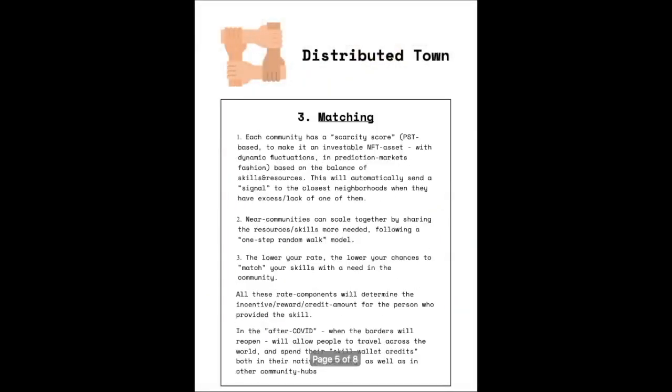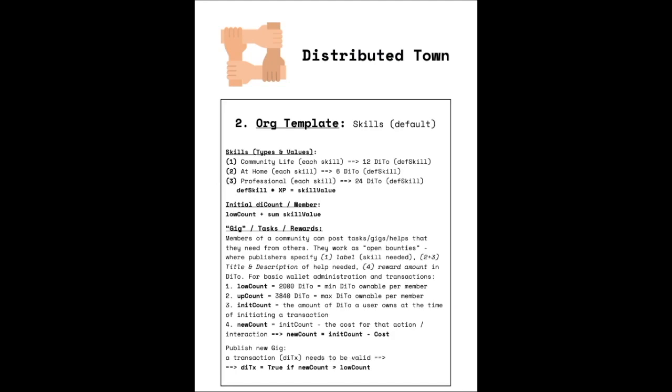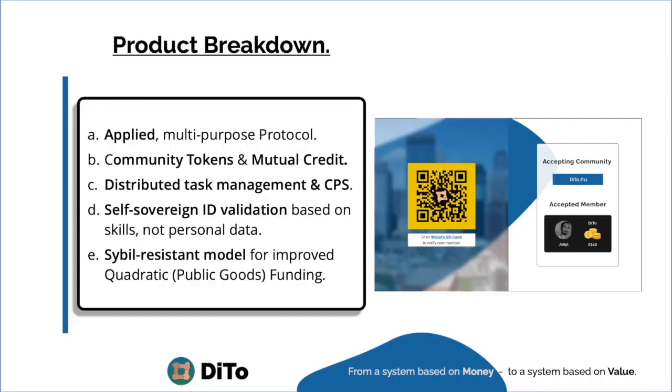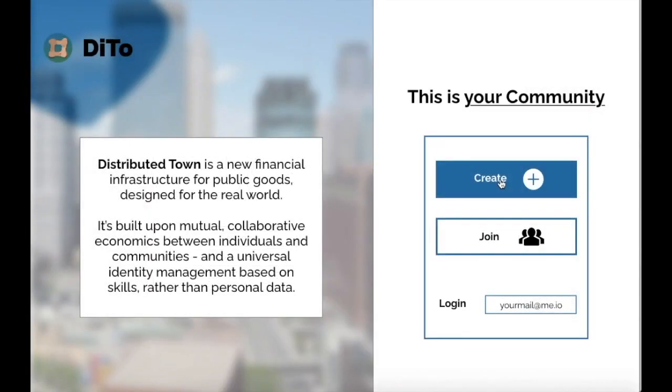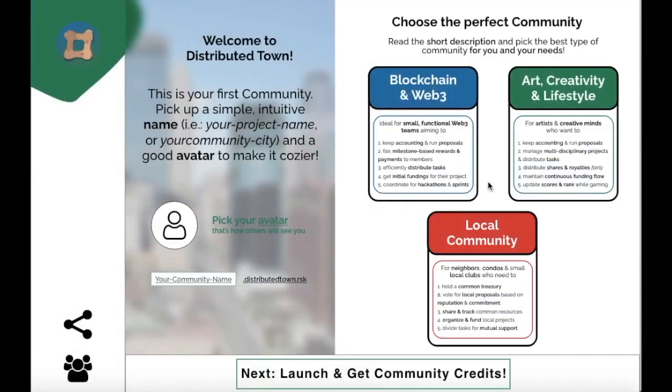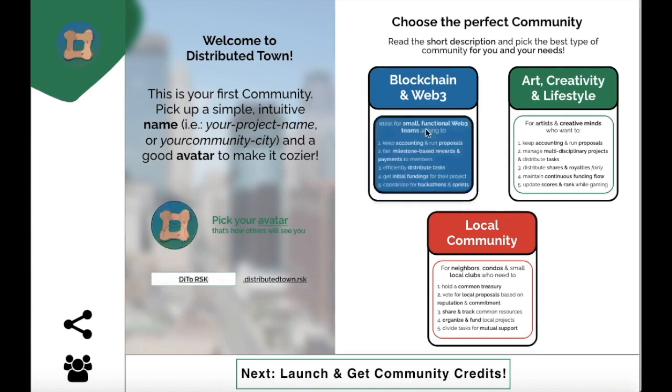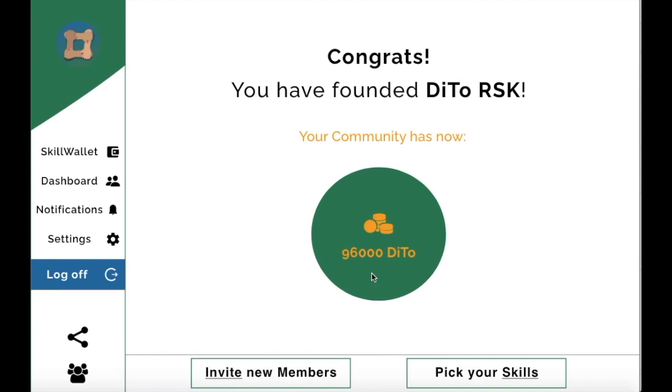DistributedTown solved these issues by developing an applied cross-chain protocol that aims to be the standard in collaborative economics, pseudonymous ID verification, and fundraising for public goods. First off, on our platform, users can create a new community in seconds, for free, using our gasless environment. Also, we already integrated RNS naming system, so that any new community can have a recognizable identity and a unique URL living on RSK blockchain.